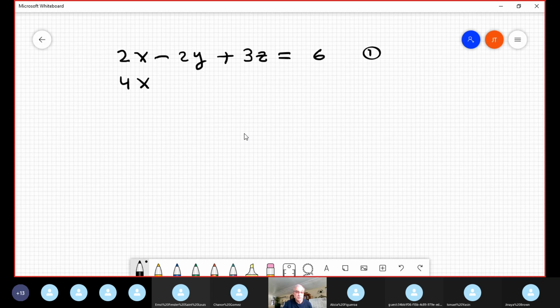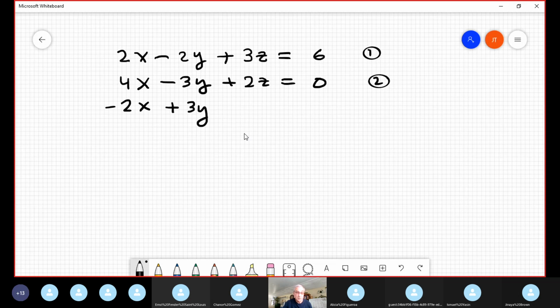4x minus 3y plus 2z equals 0. And the last equation is minus 2x plus 3y minus 7z equals 1. Equation 3.